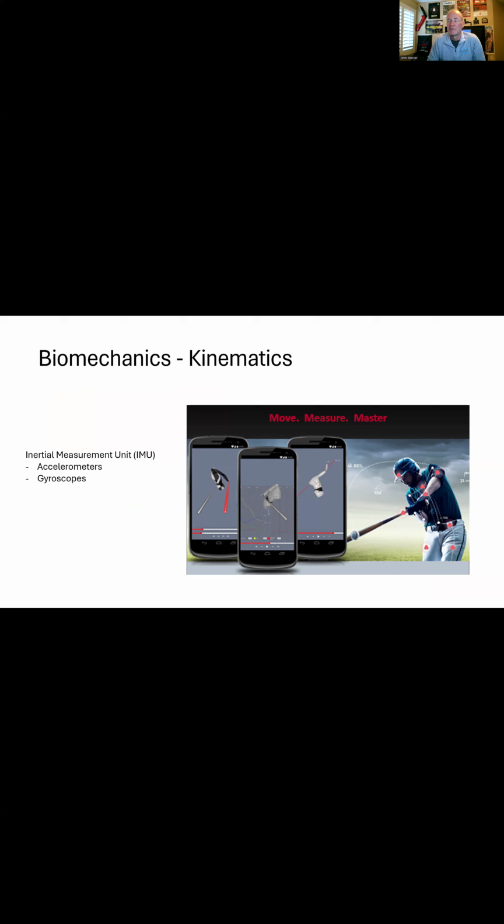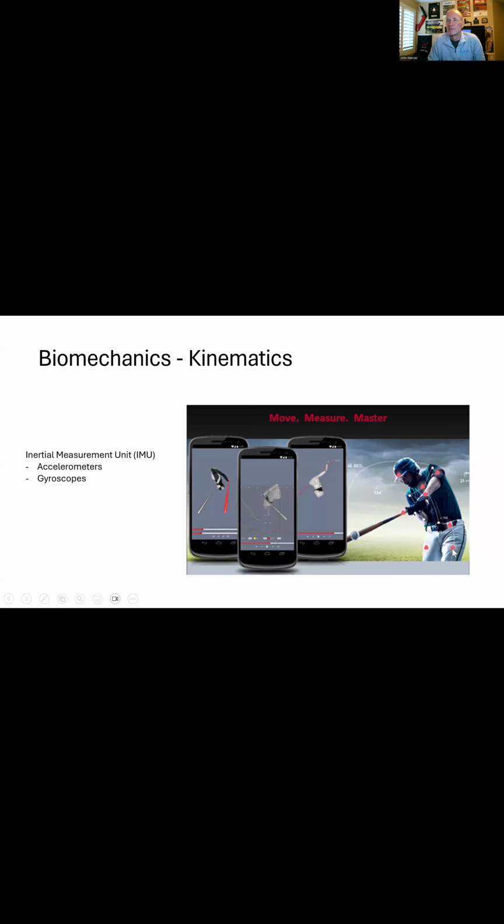We use some different devices like this one right here, which is an inertial measurement unit, IMU. And IMUs are combinations of accelerometers and gyroscopes. Accelerometers measure acceleration, rate of change of velocity, and gyroscopes measure orientation of the accelerometers. And through the combination of those two instruments, we're actually able to get really good information about kinematics, how someone moves.